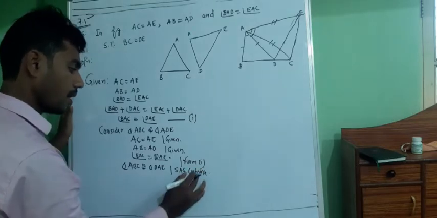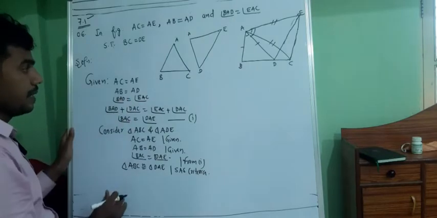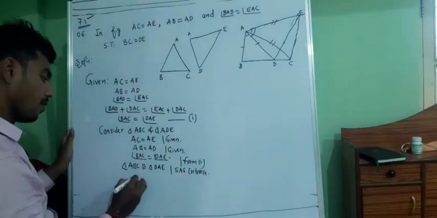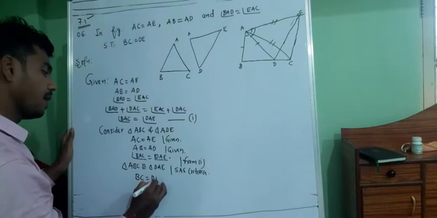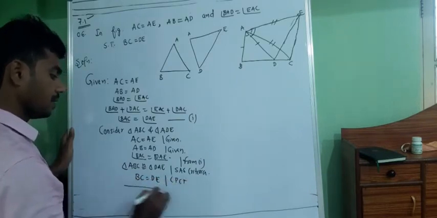Now, that is the reason BC will be equal to DE. Why? BC is equal to DE by rule of CPCT. Please note this term.